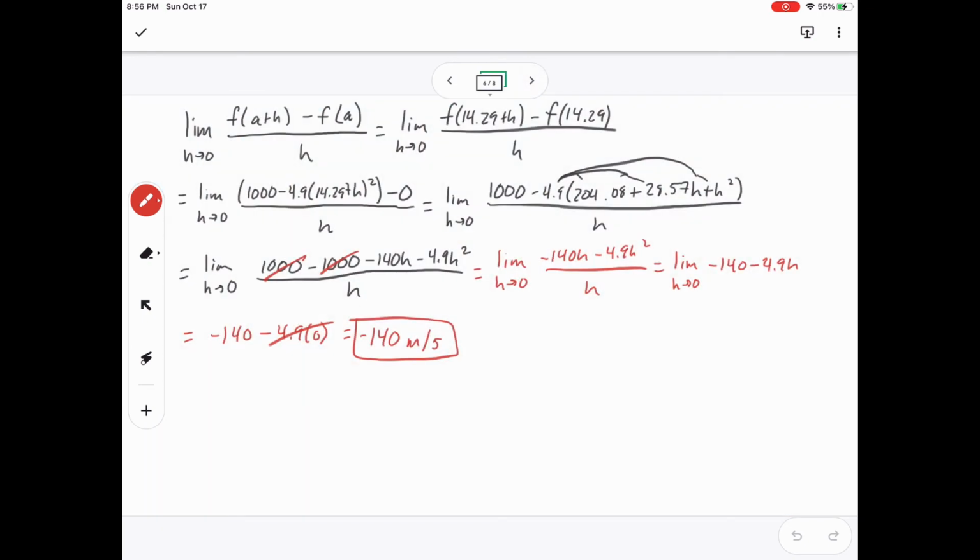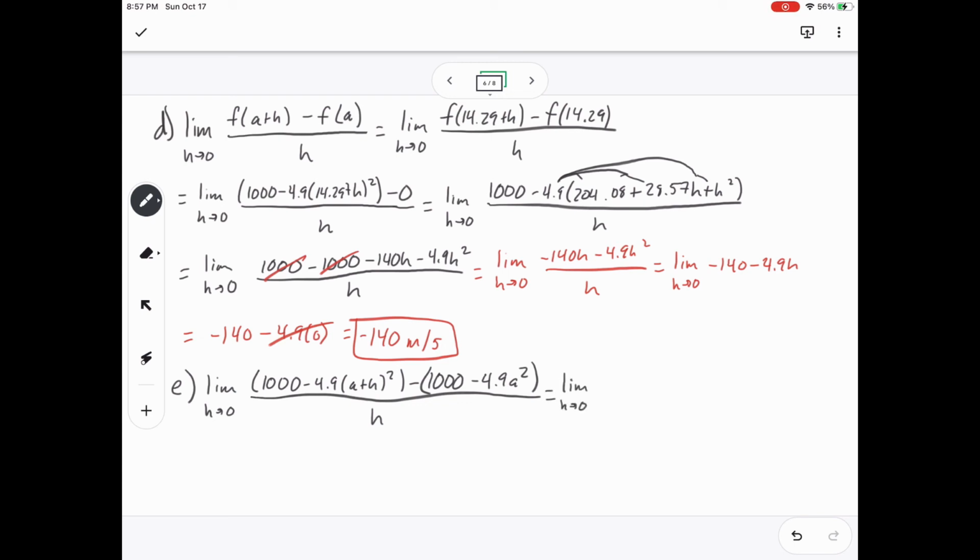So looking back at E, it wants me to evaluate the same thing that I just did, except instead of putting in 14.29, they want us to use a instead. So I'm going to do the exact same steps that I did before. I'm going to plug in 1,000 minus 4.9 times a plus h squared. And then same thing as 1,000 minus 4.9a squared. Because now I don't really know what a is, so I can't just say it's 0.